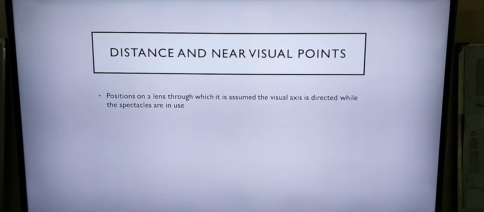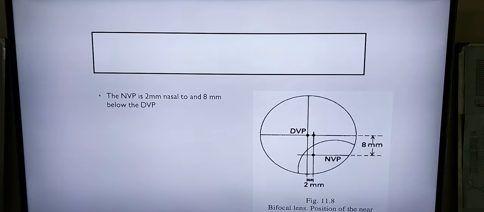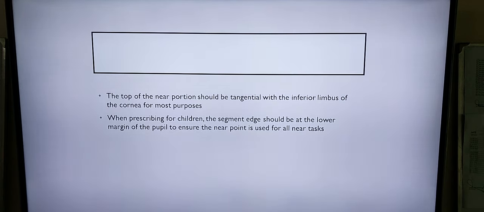The next topic is distance and near visual points. These are positions on the lens through which it is assumed the visual axis is directed while the spectacles are in use. The NVP is 2 mm nasal and 8 mm below the DVP, as is seen in the diagram. For spectacles, the top of the near portion should be tangential with the inferior limbus of the cornea for most purposes. But for children, the segment edge should be at the lower margin of the pupil to ensure the near point is used for all near tasks.